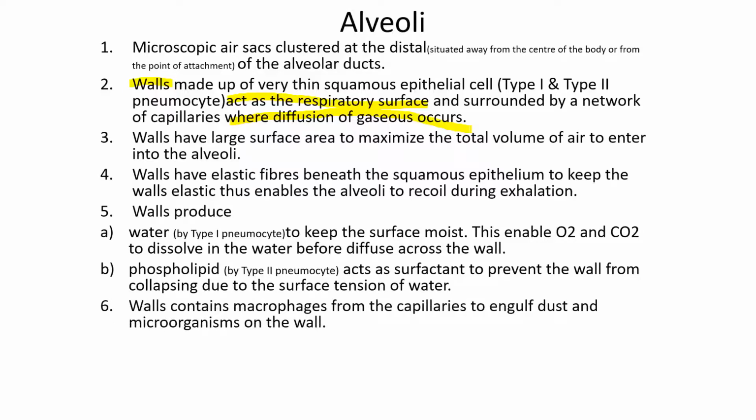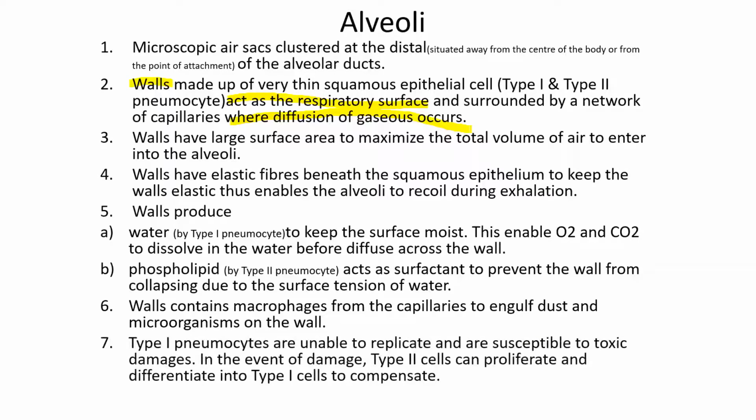The walls of the alveoli contain macrophages, which came from the capillaries, and these macrophages engulf dust as well as microorganisms on the wall of the alveoli. Type 1 pneumocytes are unable to replicate and are susceptible to toxic damage. In the event of damage, type 2 pneumocytes will proliferate and differentiate into type 1 pneumocytes to compensate for the loss of the type 1 pneumocytes.